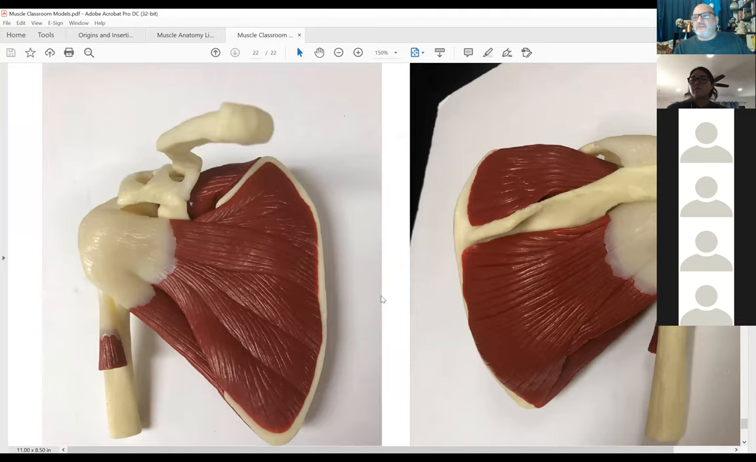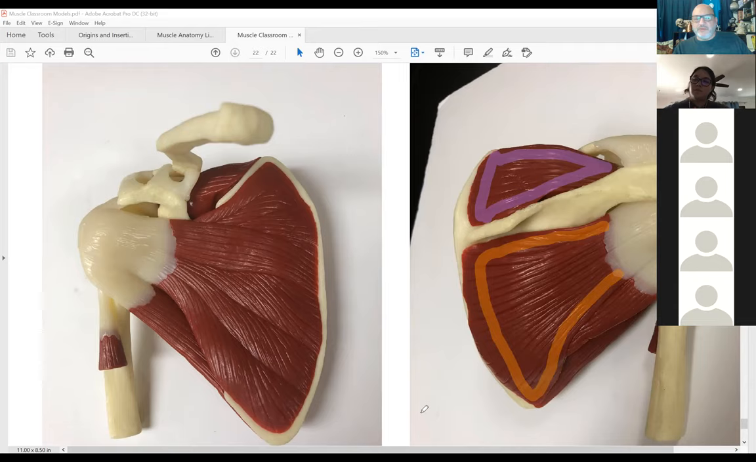This out of my way. Up here. So I can put down here. Excellent. So notice this muscle up in the supraspinous fossa, what would that be? Supraspinatus. Excellent. This muscle here under the spinous process, what would that be? Infraspinatus. Infraspinatus, excellent. This muscle on the anterior part, what would that be? Subscapularis.